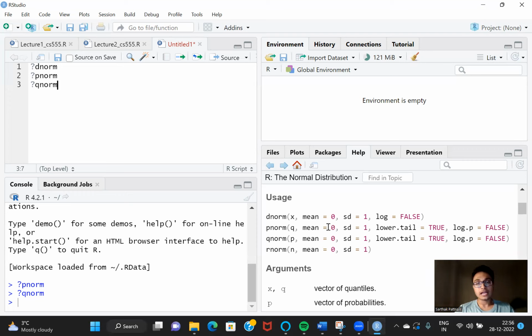Now the general syntax over here, as you can see, is dnorm x, mean is equal to 0 and SD is equal to 1. So mean here is the mean value and SD is standard deviation. By default, your mean and standard deviation are 0 and 1, which fundamentally is the case for standard normal distribution. But if you want to extrapolate this to normal distribution, you need to mention your mean and standard deviation of your normal curve.